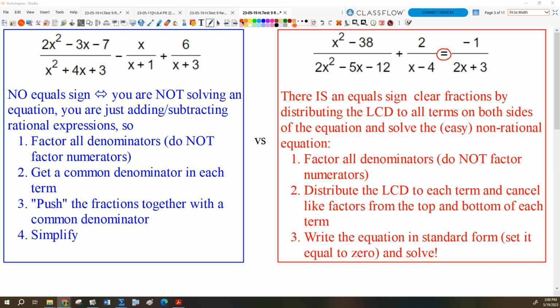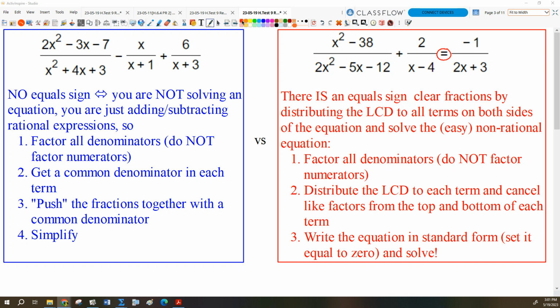And it's important that you pause for a second and think about what you're going to do before you just start doing stuff. Because half the time, if you just start doing stuff, you're going to do the wrong thing and waste time and confuse yourself. So if I'm trying to add or subtract rational expressions, I'm just essentially adding and subtracting fractions that just happen to have variables in them, right? Well, adding and subtracting fractions requires that we have a common denominator. Okay, so what do we do first then? Well, we got to factor all the denominators.